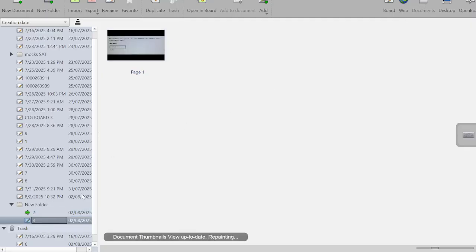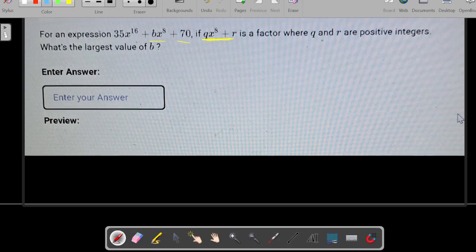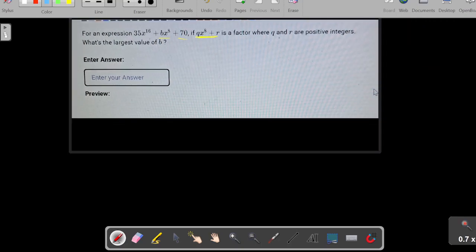Coming to the next question. So this is the one. What do you think? For an expression 35x raised to the power 16 plus bx raised to the power 8 plus 70, equal to qx raised to the power 8 plus r is a factor. This is a factor of the given expression, where q and r are positive integers. You have to find out the largest value of b. So these are the methods. Here we can do some trial and error method. Okay, we'll try to guess the answer in short.